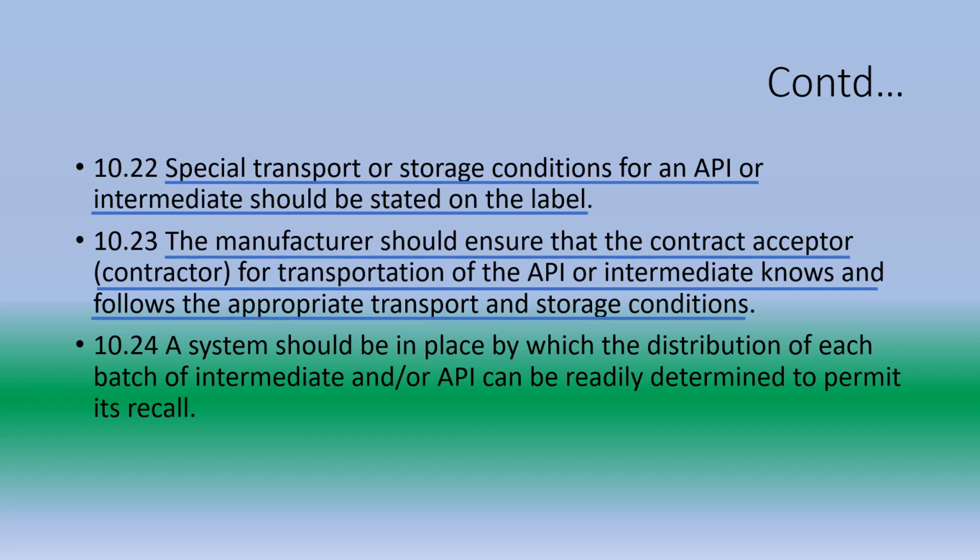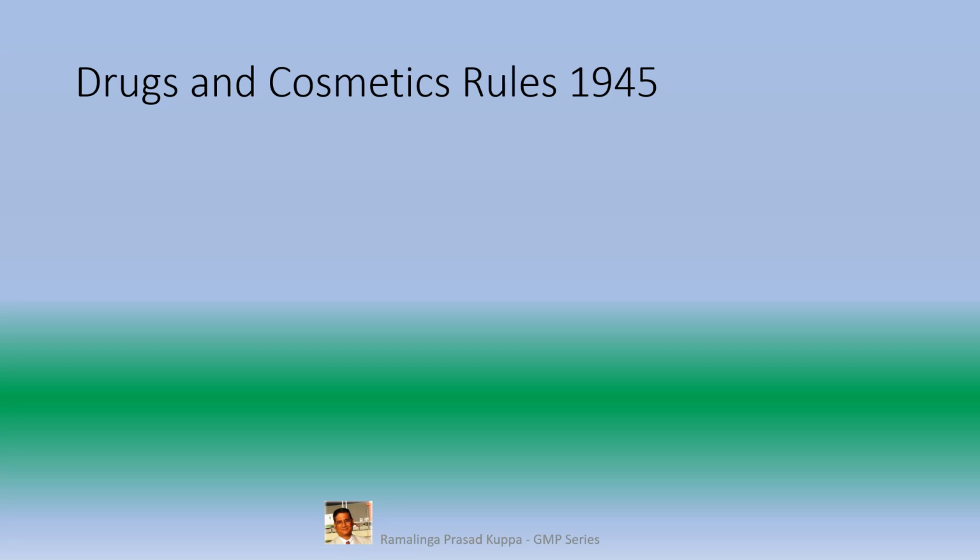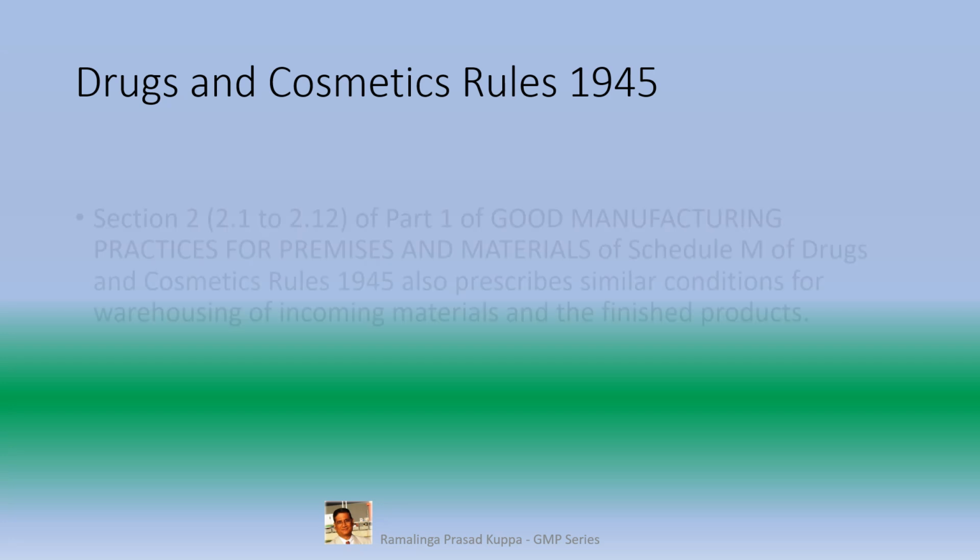Section 10.24 prescribes a system should be in place by which the distribution of each batch of intermediate and/or API can be readily determined to permit its recall. This is like 21 CFR Part 211.150 subsection B.